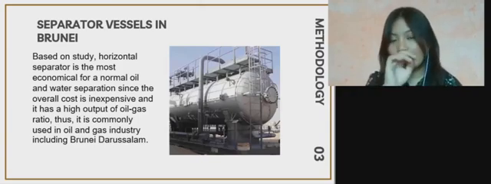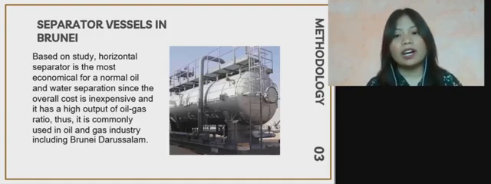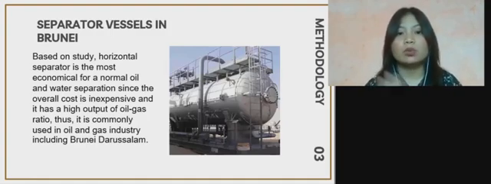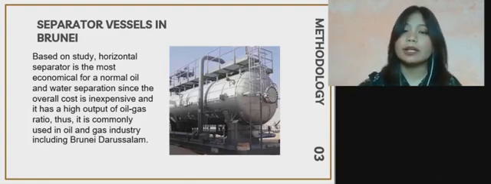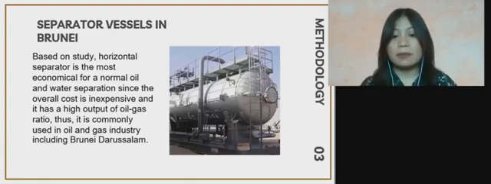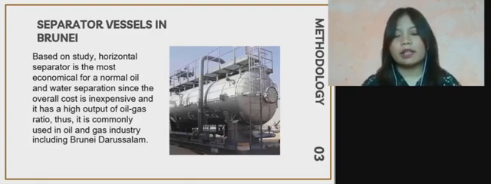And then the vertical separator, on the other hand, has good solid handling capability, requires far less space to build, and has much better liquid surge capacity. However, it is more difficult to service. So as you can see, all of the separator vessels have similar components such as the inlet diverter, the valves, and mist extractors, and so on. I think that's all.